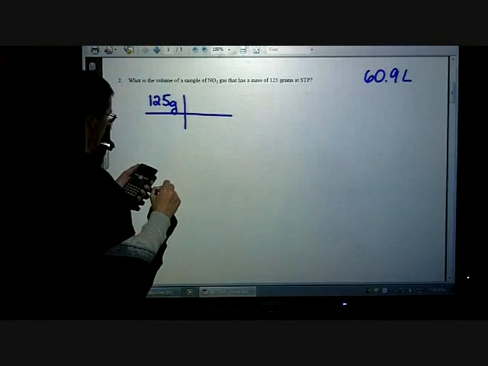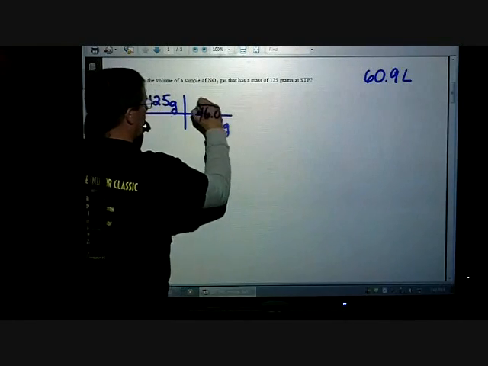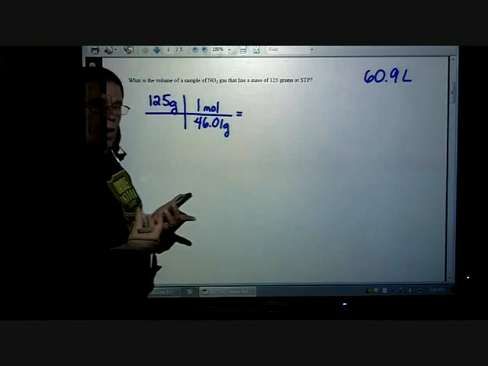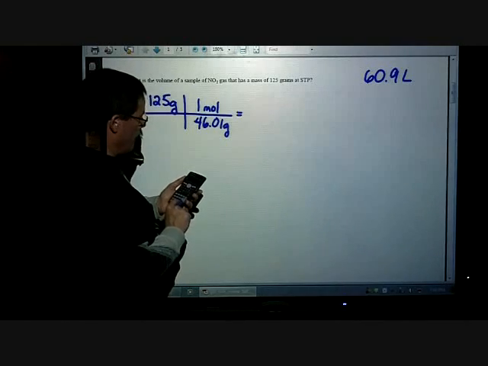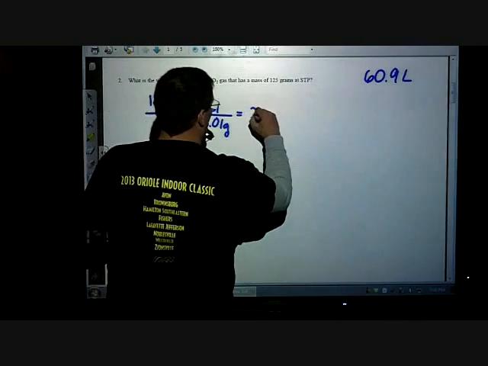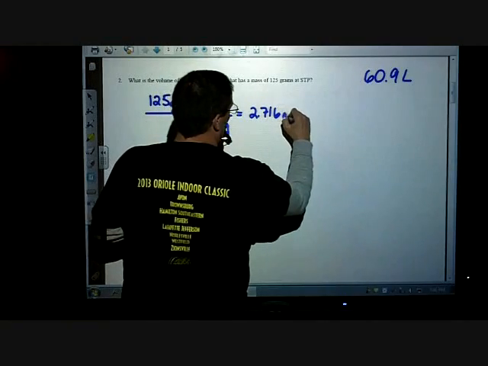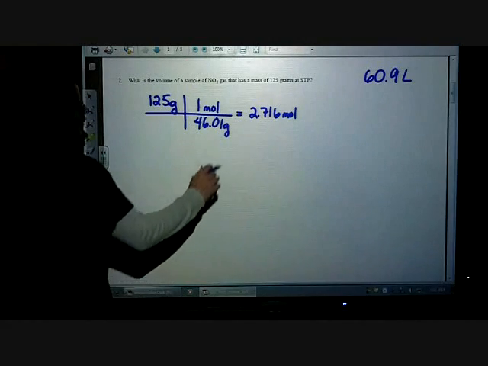My molar mass for this was 46.01 grams, and again, that was for each mole. So we can solve to determine what our n value is. So 125 divided by that, I get 2.7, and we don't want to round too much, so we'll say 2.716 moles. And then we can plug into our equation and solve for V.